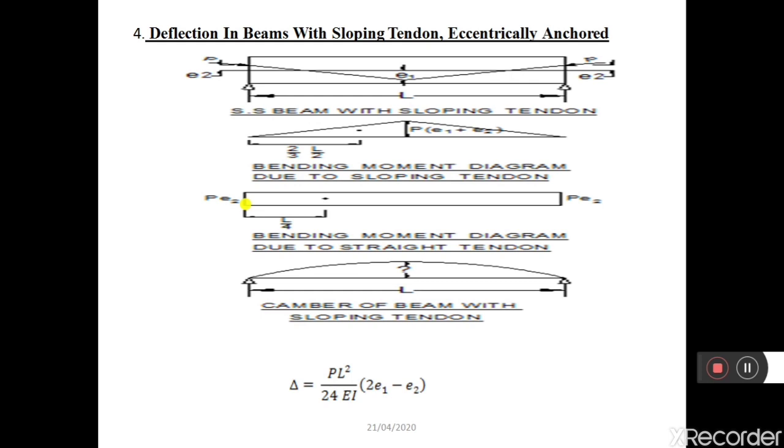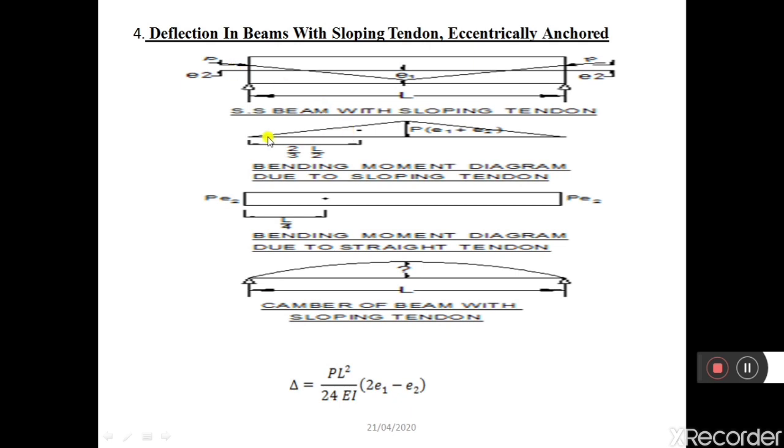In the second case, we add a cable which was a sloping cable or a cable having a trapezoidal profile, but here the cable is linear, which is having two eccentricities. The eccentricity at the midspan is E1 and eccentricity at the supports is E2. So here also we will get two bending moments. One bending moment is due to the eccentricity E1 and other bending moment is due to eccentricity E2.